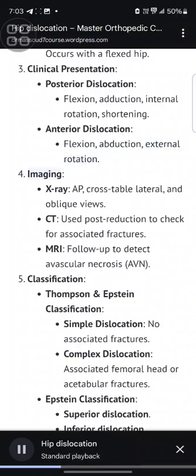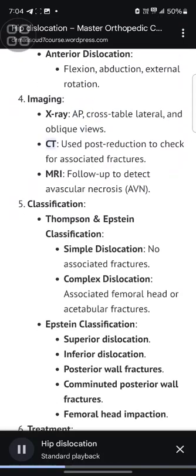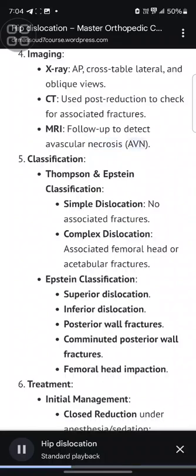4. Imaging. X-ray: AP, cross-table lateral, and oblique views. CT: used post-reduction to check for associated fractures. MRI: follow-up to detect avascular necrosis, AVN.